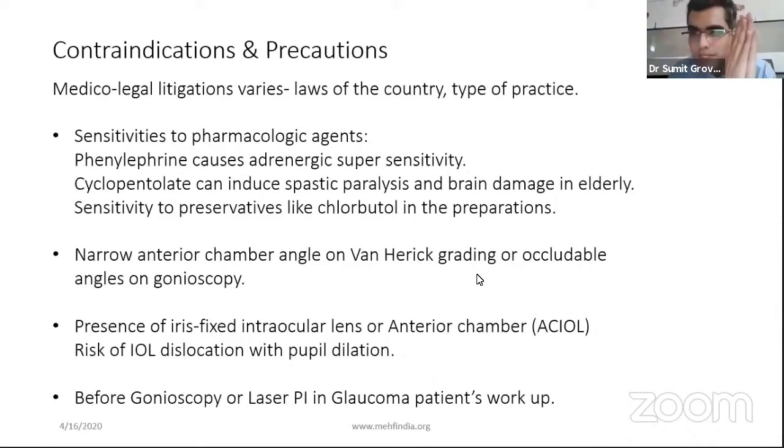I have my own personal experience that the optometry staff, or in fact the junior ophthalmologists, are so much conditioned that if the patient has come, we have to dilate before showing it to the senior. They just think at the spinal level. They don't think at the cortical level. We should think what we are doing. Before doing, we should think that if the patient has come for gonioscopy or laser PI or any other glaucoma workup, we should not dilate the patient. And that is the difference between a learned eye healthcare provider and a non-learned eye healthcare provider.